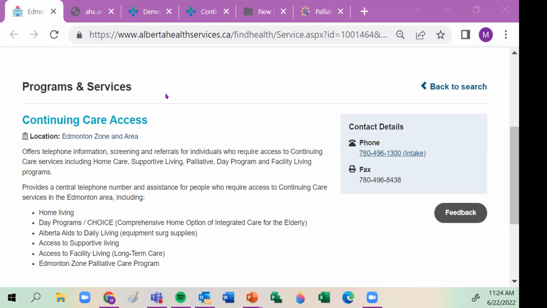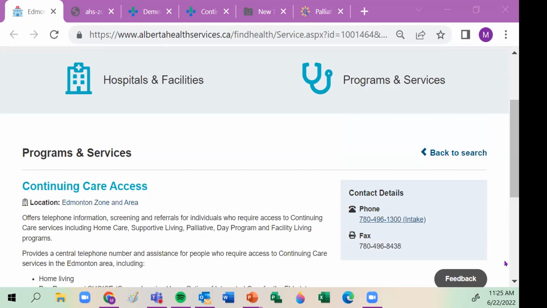Okay, great. Thank you, Carol and Michelle. So on this slide, we're going to talk about how to access continuing care services. We want everyone to know that you can access continuing care services via the options shown on the screen. So first, we're going to talk about the continuing care access line. The continuing care access line is one of the major ways of accessing continuing care services.